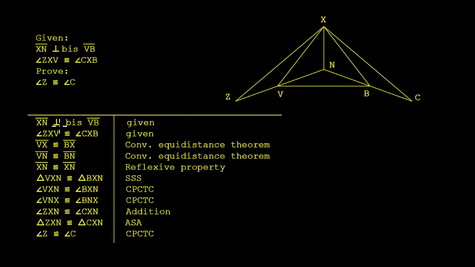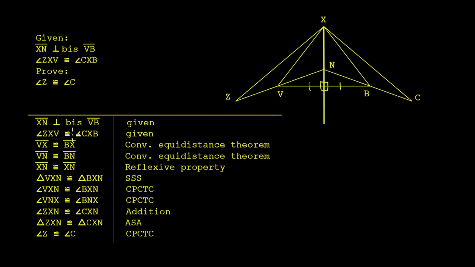XN is the perpendicular bisector of VB, given. XN is the perpendicular bisector of VB. You don't have to, but if you want, you can extend this down. I'm going to extend it past it just for a visual. Again, you don't need to do this, but if it makes it more clear, you can do it. I'm going to put markings here. Again, these won't be needed, but just so you can see it.